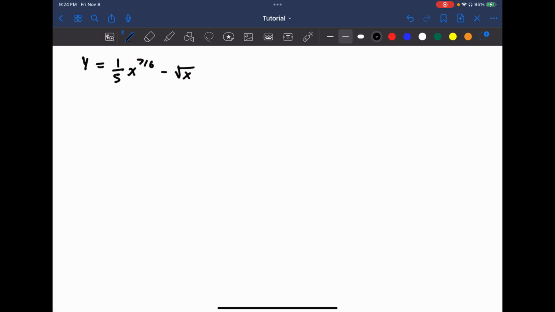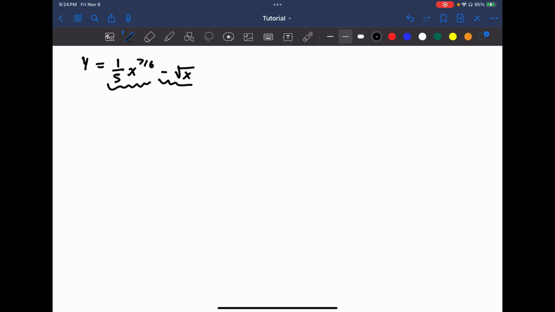Okay, so in this example, our function is 1 over 5 times x to the power of 7 over 6 minus root x. So this function is a bit more difficult, but we can split it up into two parts. So the first term and the second term.